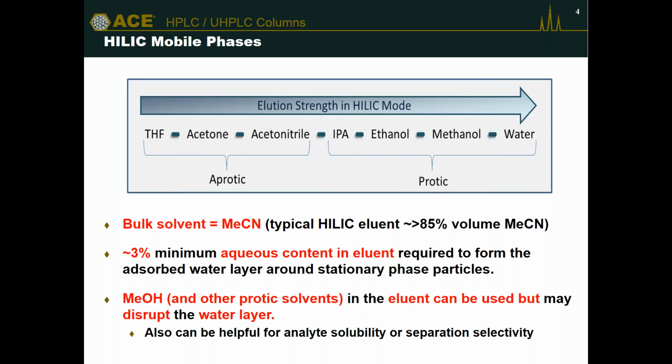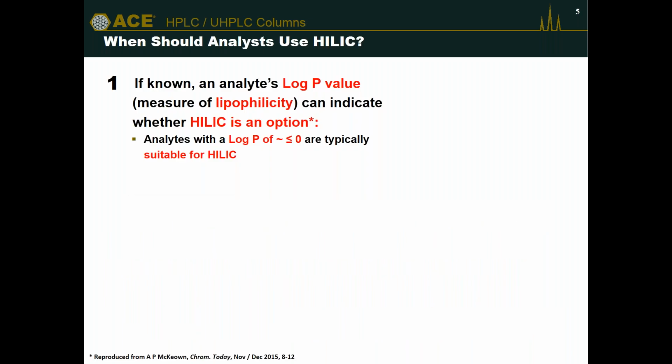So HILIC is defined by having a bulk amount of acetonitrile in the mobile phase. We need an aqueous component to maintain the integrity of the adsorbed water layer, and we can use small amounts of protic solvents such as methanol to help us with solubility of our samples and also to a degree for our separation selectivity. So you can see how HILIC is different to techniques such as reverse phase. So that's a bit about HILIC and the mobile phase system.